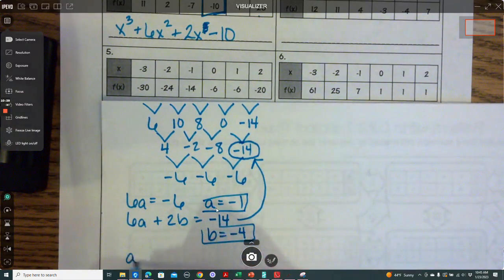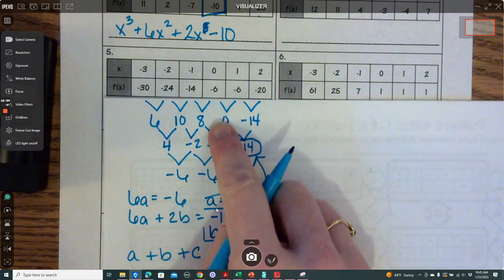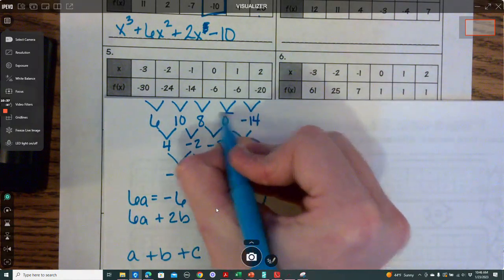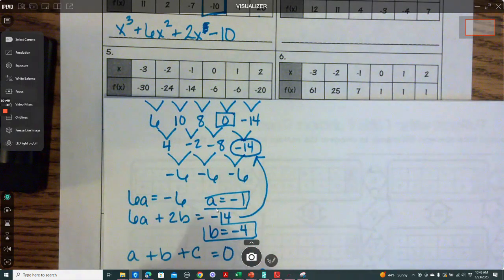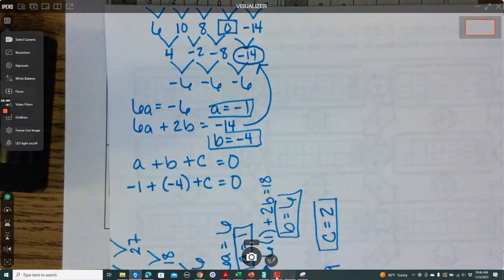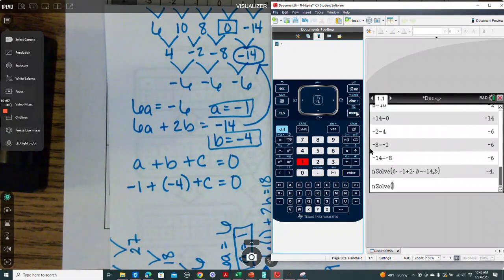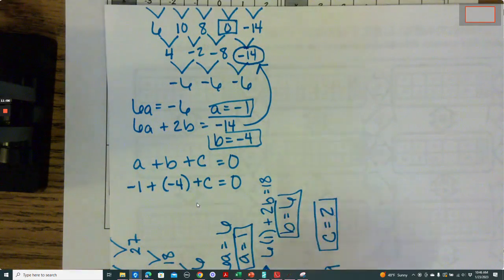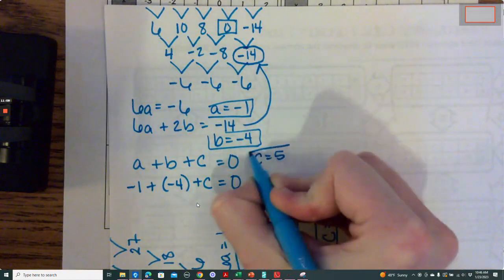All right. A plus B plus C equals the change between 0 and 1, which is 0. So A is negative 1, B is negative 4, plus C equals 0. Negative 1 plus negative 4, you plug that in. C equals 5. Now we gotta do D.